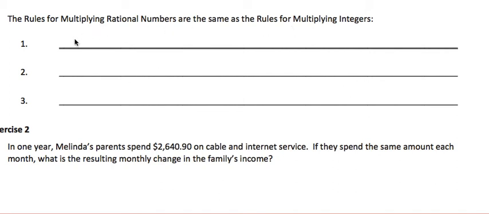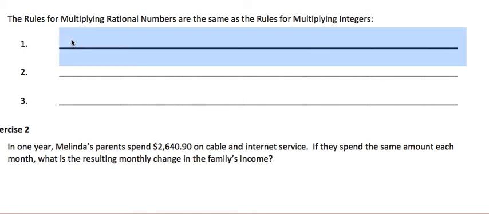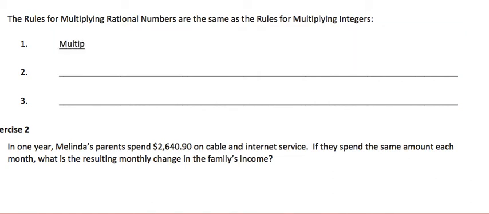So we'll need to then write our rules for multiplying rational numbers. Since the rules for multiplying rational numbers are the same as the rules for multiplying integers. Rule 1, multiply the absolute values of the two rational numbers.